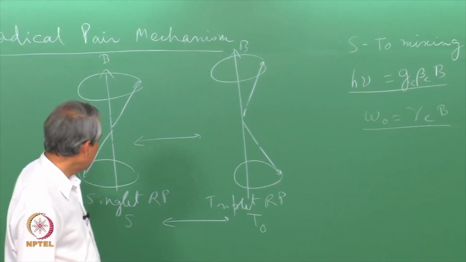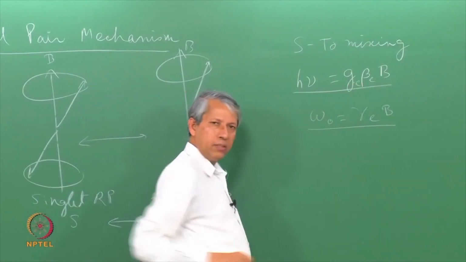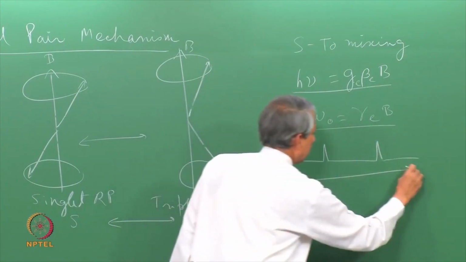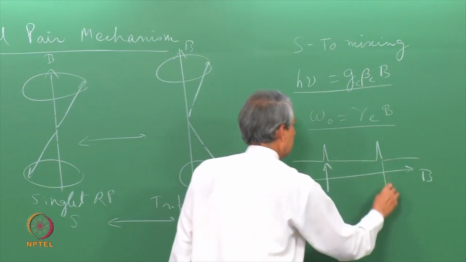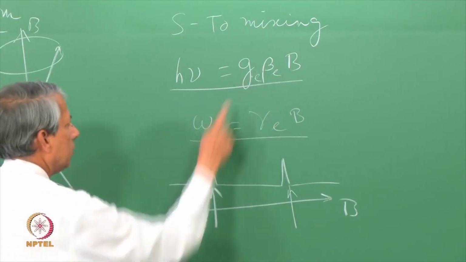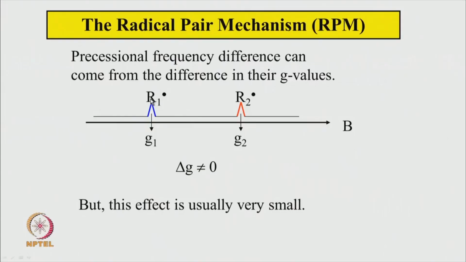All that is required here is that the two radicals that I have here have slightly different g values. In other words, the spectrum may look like appearing at two different places in the magnetic field. This is B, this is radical number 1, this is radical number 2, because this is decided by the g value. So, they should not appear at exactly the same place, just a little bit away from each other. That is pictorially shown here. Radical 1 appears here, let us say its g value is g1, radical 2 has a g value of g2, and they are appearing at different places. So, delta g is not equal to 0. This is enough for these two radicals to have different precessional frequency.